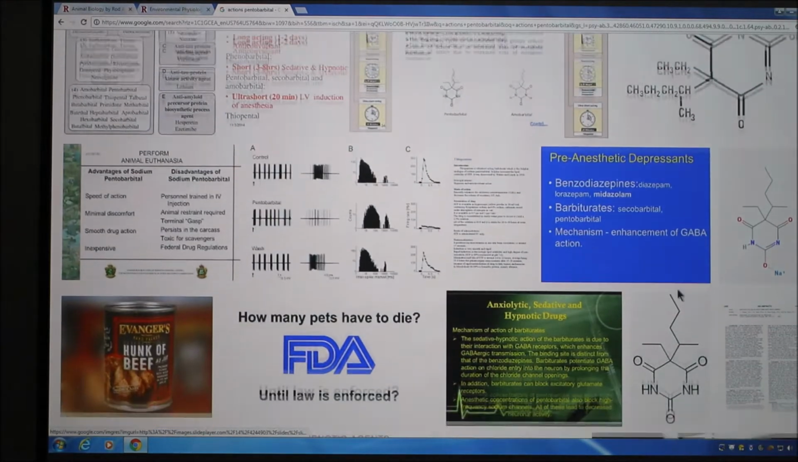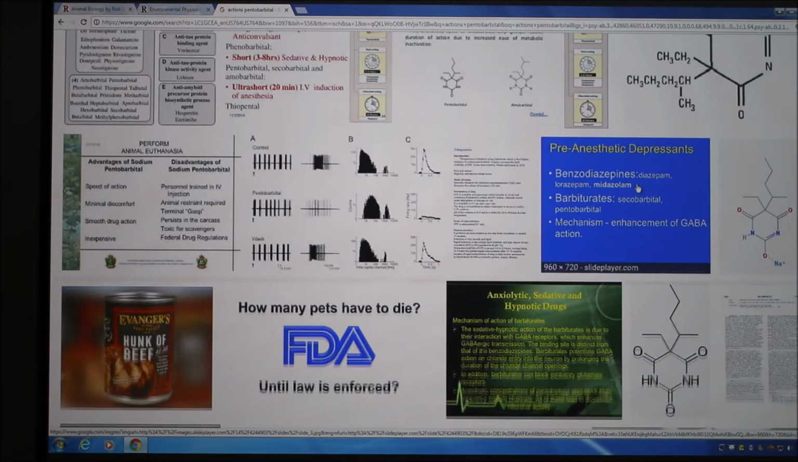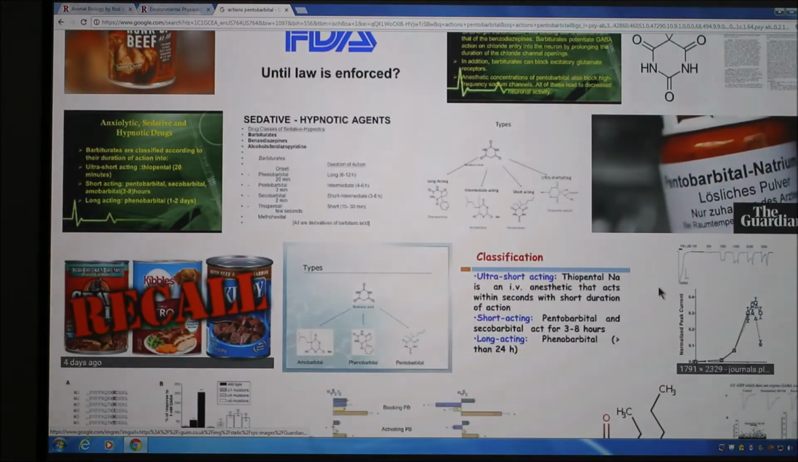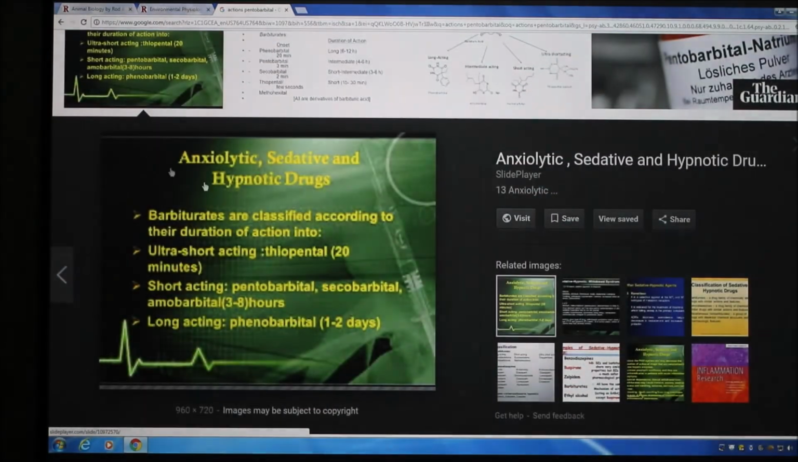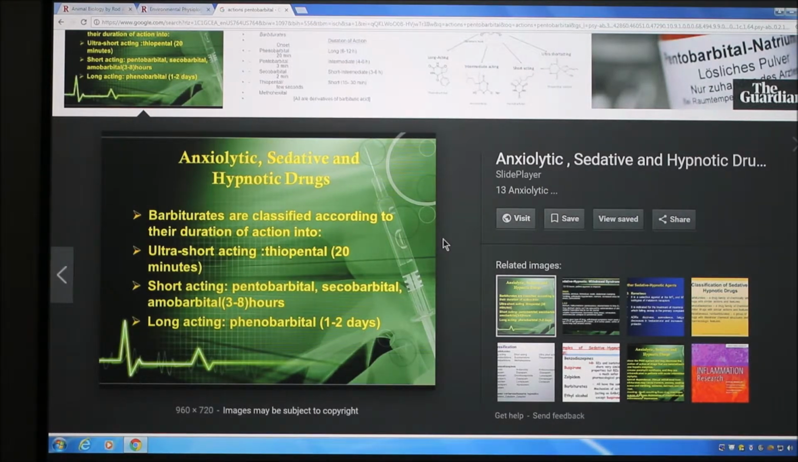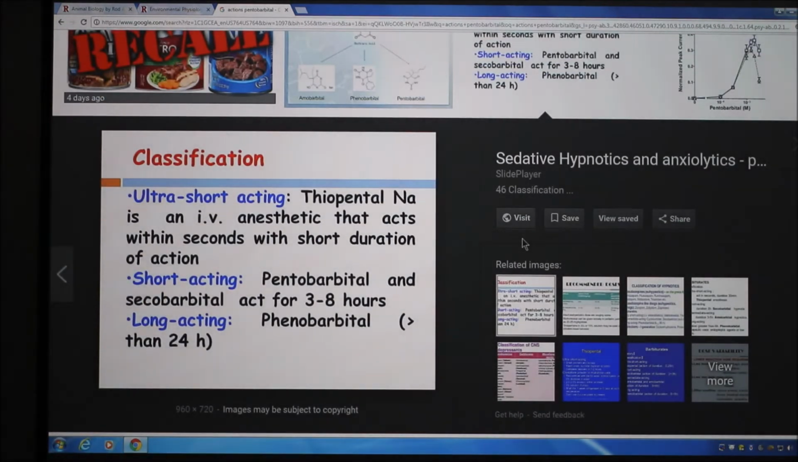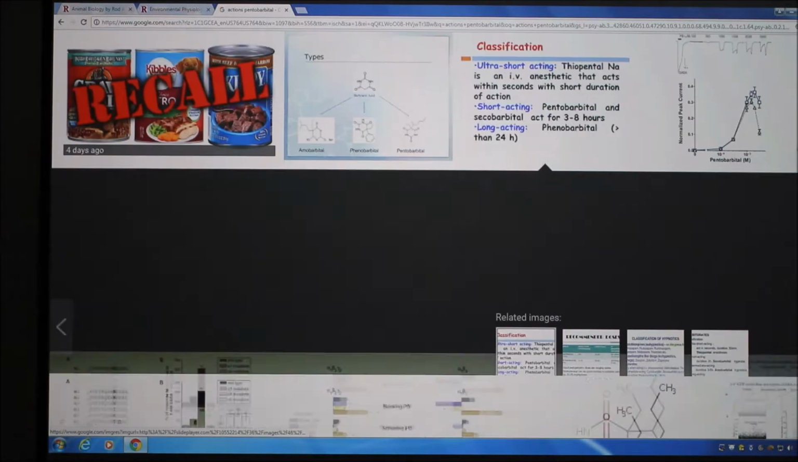Okay. So let me see. Pentobarbital. Short acting. Ultra short. There it is, right there. Pentobarbital. Phenobarbital. So they are related, and they're basically sedatives, depressing the action of the nervous system.